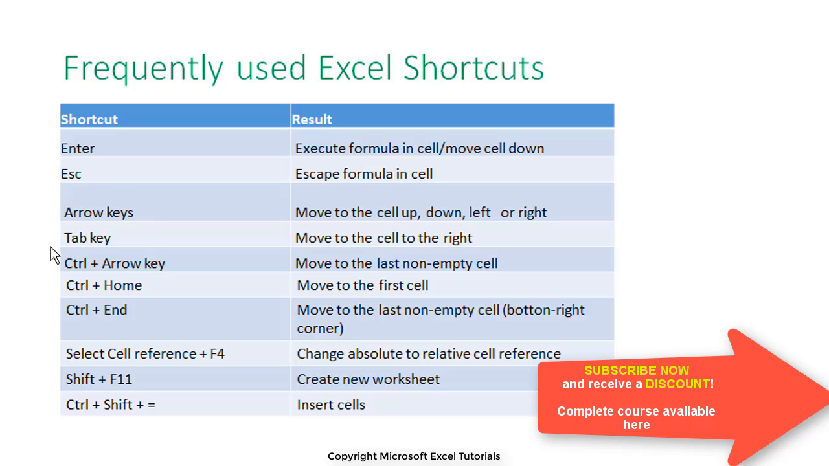The arrow keys are used for moving up or down in Excel. So if you want to move one cell up, one cell down, left or right, you can press the corresponding arrow keys. You can also use the Tab key to move one cell to the right.